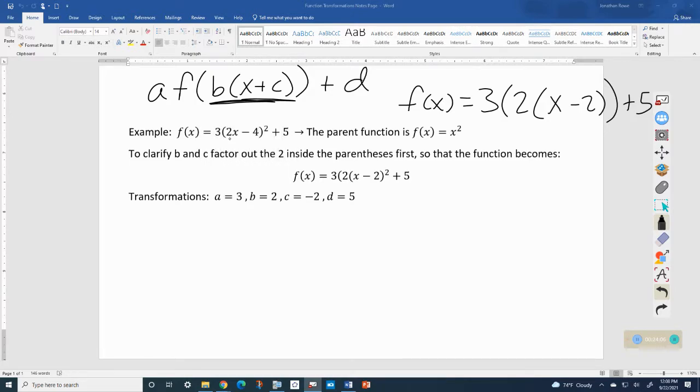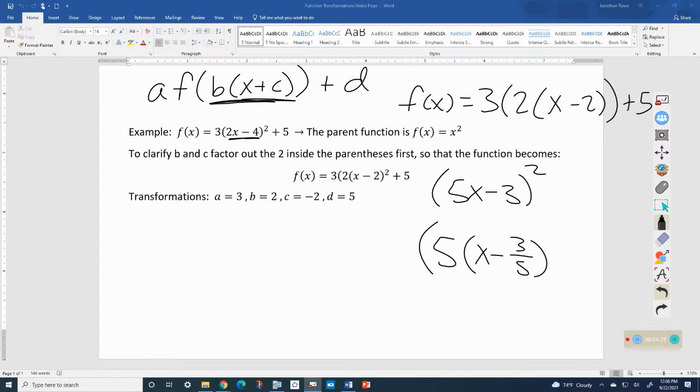What if the 2 didn't evenly divide into the other number? You're still going to do this. You're still going to factor out whatever number's in front of there. So, let's say if you had 5x minus 3 squared, then you would still factor out the 5, and it would leave you with x minus 3/5 squared. So then your B would be 5, and your C would be -3/5.